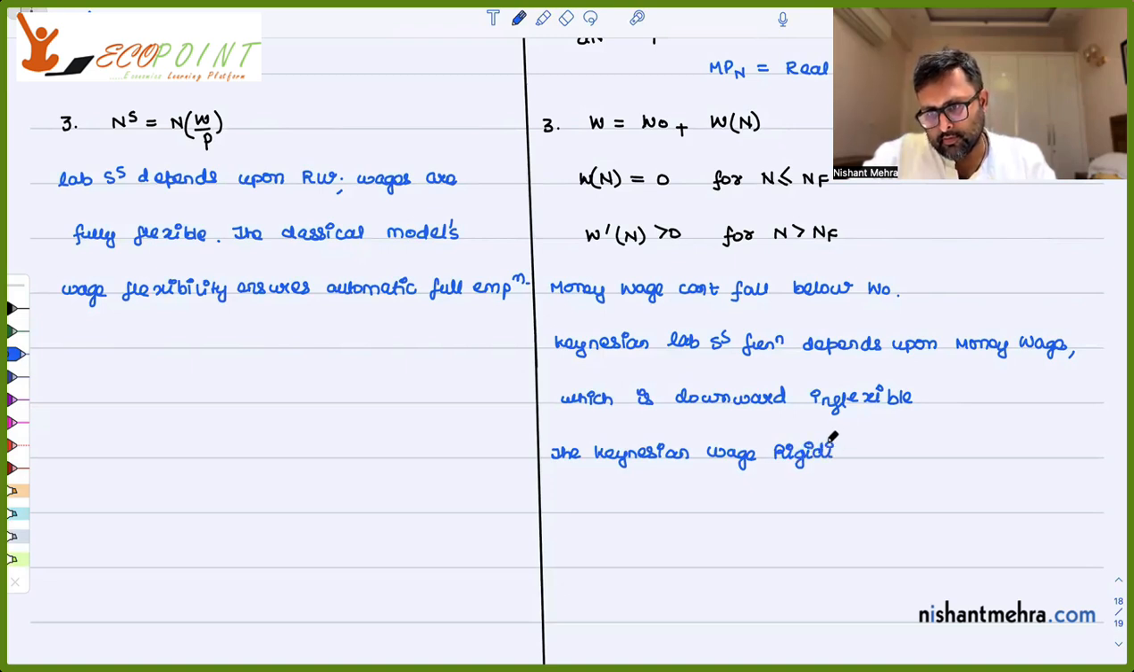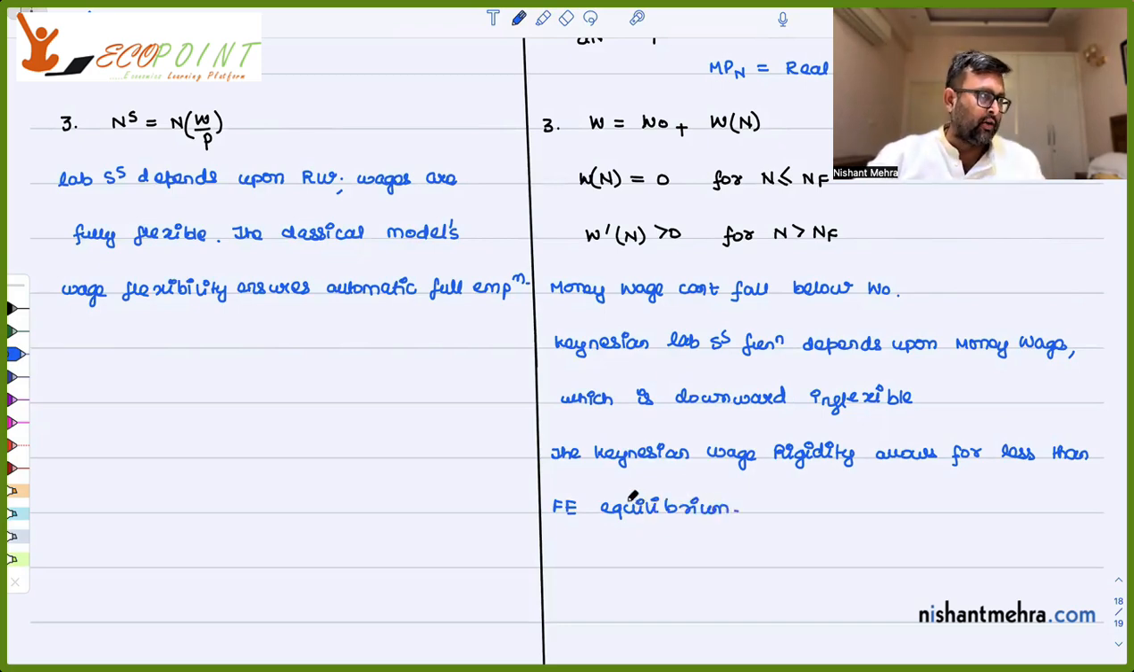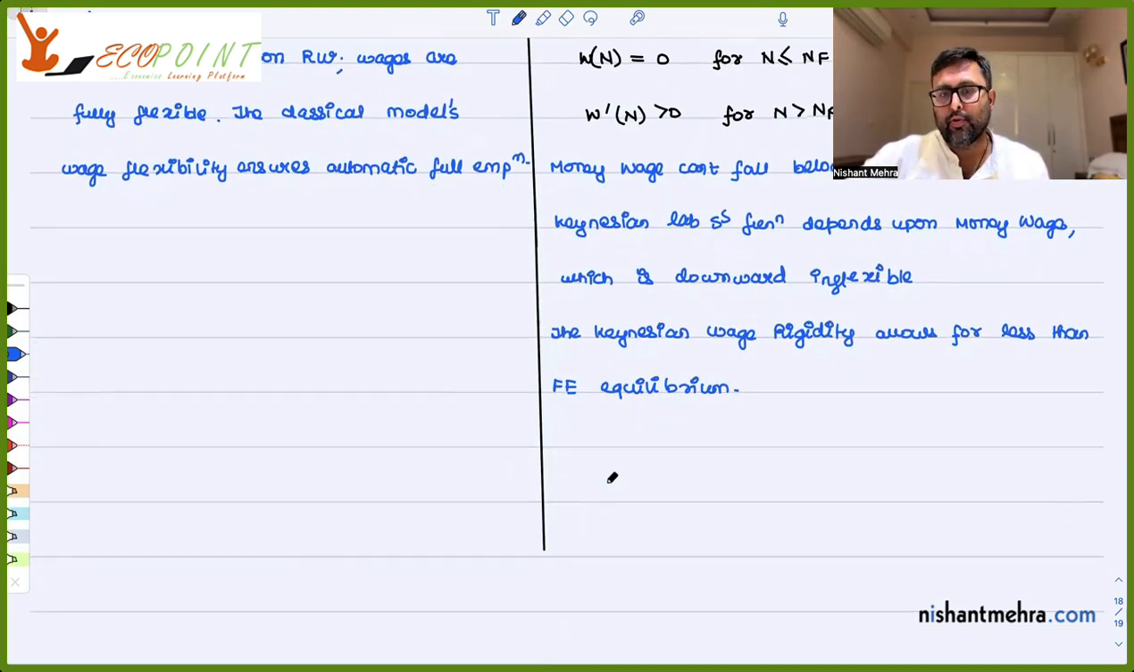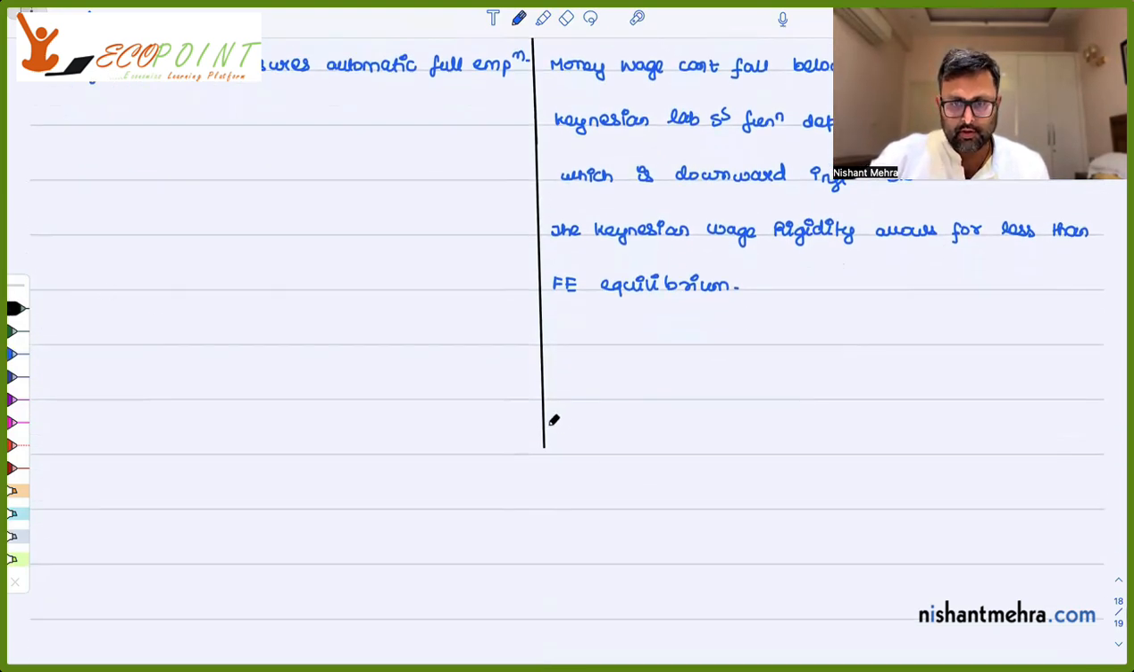Keynesian wage rigidity allows for less than full employment equilibrium. So this is the most important difference, most important.